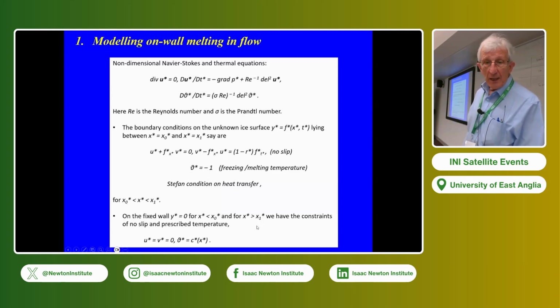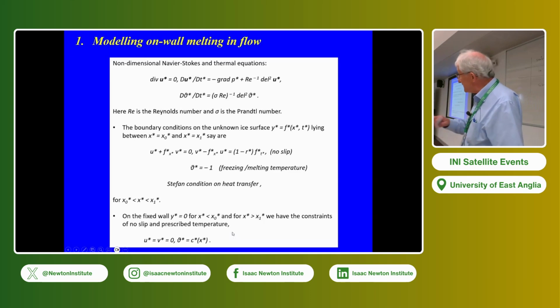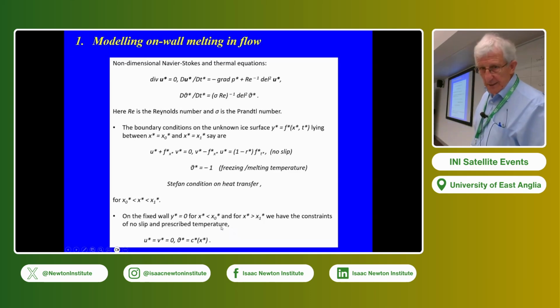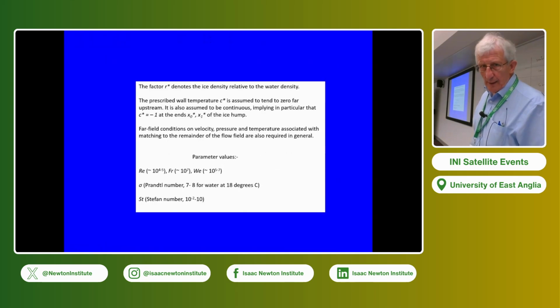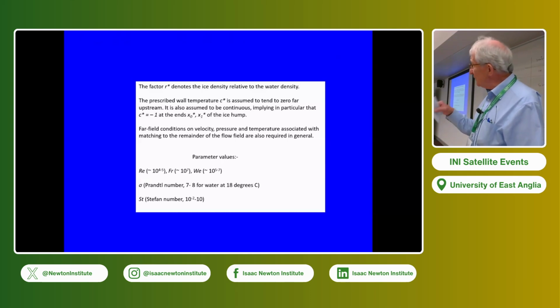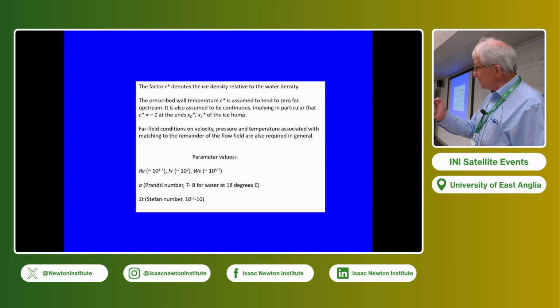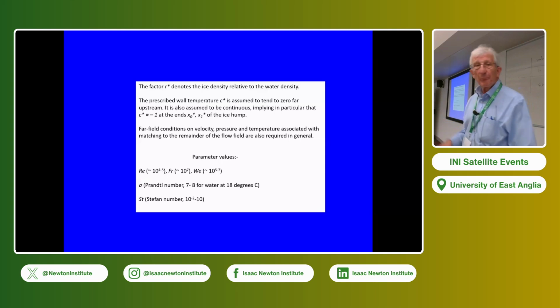So that's on the ice, and elsewhere on the airfoil surface, we have the constraints of no slip and a prescribed temperature. Let's keep it as easy as possible first of all. R star we mentioned already. The wall temperature we'll think of as being continuous with the temperature underneath the ice. We're assuming the ice is all at melt temperature, again as a sort of starting problem. That's all at -1 temperature.